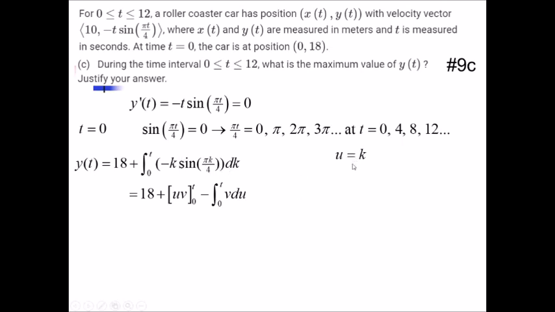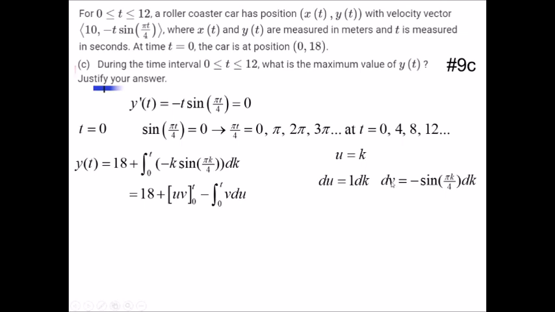I'll just use positive k here. You'll see why I did this in a minute, but I am allowed to pick which one of these factors the negative goes along with. So I'm just going to go with k. For dv, I'm going to let that one be negative sine of pi k over 4 dk. And now I'm going to find du, that's the derivative of k. That's just going to be 1 dk, or simply dk. This will be du here.